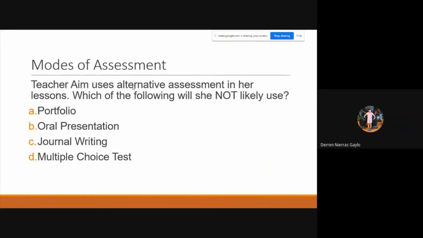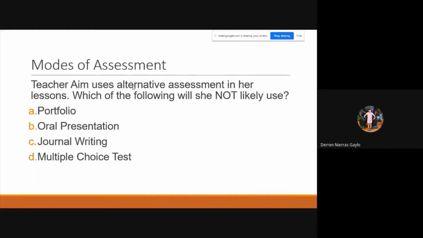Teacher Aim uses alternative assessment in her lessons. Which of the following will she not likely use? Portfolio, oral presentation, journal writing, or multiple choice test? Take note. Which of the following will she not likely use if she is into alternative assessment? So we're looking for traditional assessment here. So it's letter D. Multiple choice test belongs to the traditional assessment, while portfolio, oral presentation, and journal writing belong to the alternative. So the answer is letter D, multiple choice test.